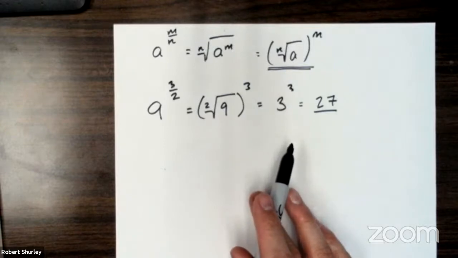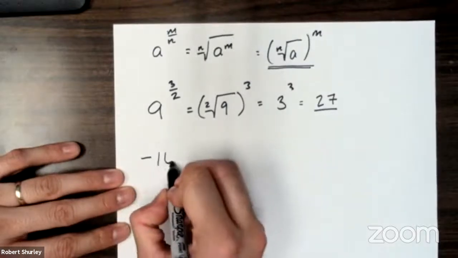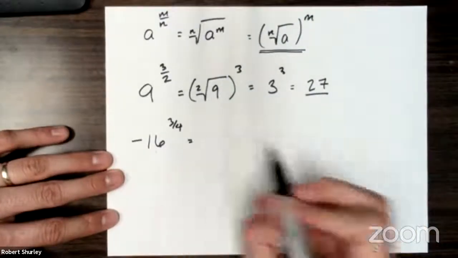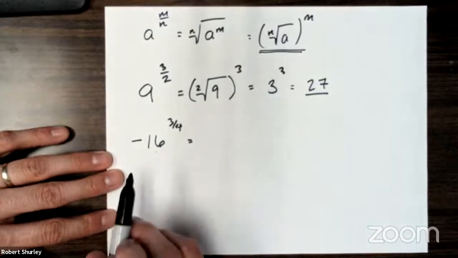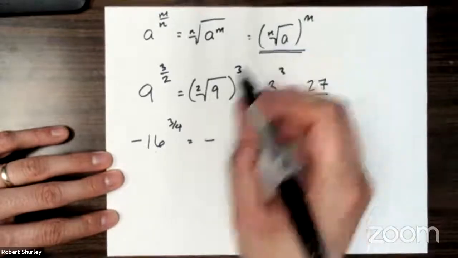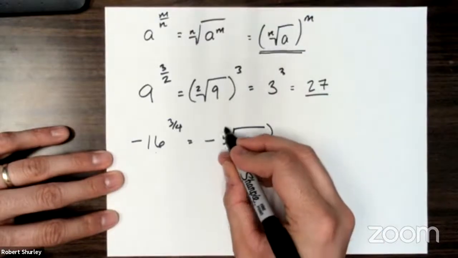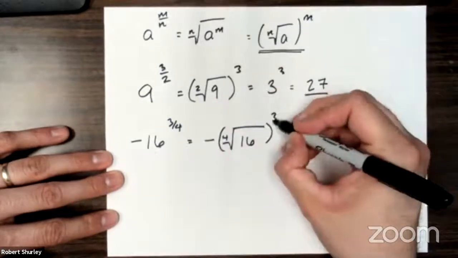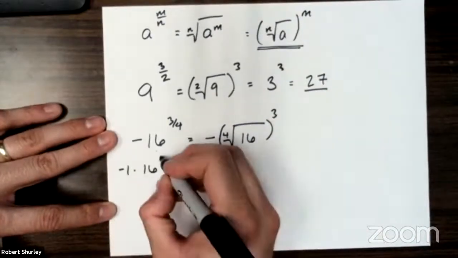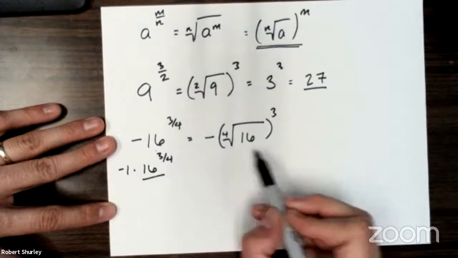Let's say we had, this is just an example in your book. Negative 16 raised to the 3/4 power. Well, again, that negative is not being raised to the 3/4 power. So I'm going to go to this equality here. So this will be negative. Now the root is 4. 16. Now look, the negative is not going to be raised to this third power. That negative is on the outside. It's really like saying -1 times 16 to the 3/4 power. Okay, and you just focus on the 16 to the 3/4, which is right there.